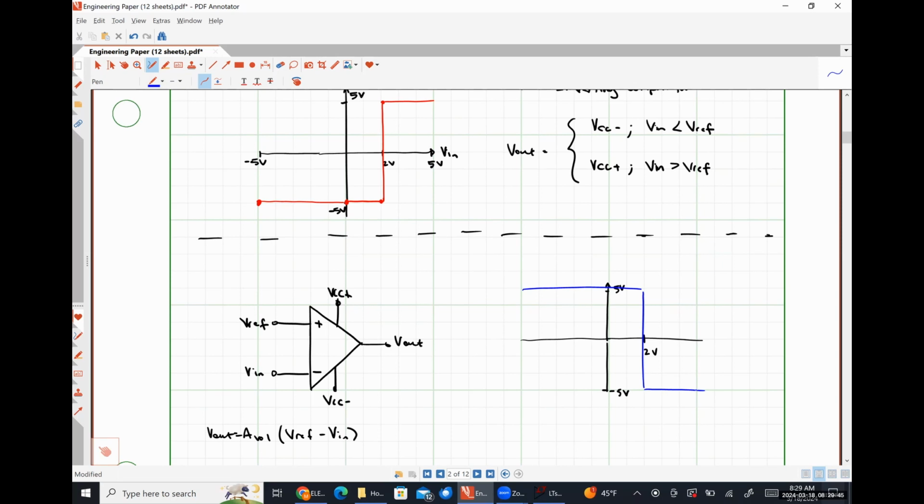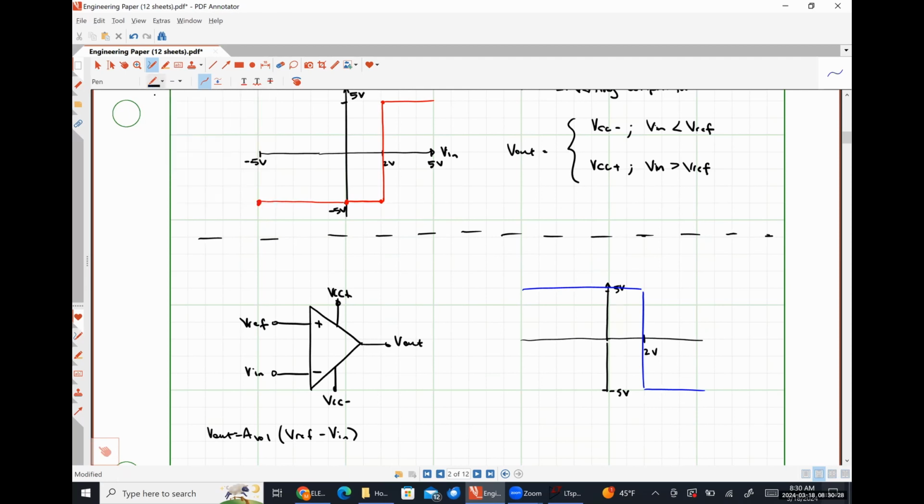So when Vn is a negative voltage, or really anything less than 2 volts, Vref minus Vn will be a positive voltage. Our gain is positive, so a positive number times a positive number gives us a positive output voltage. As soon as Vn is larger than Vreference, our differential voltage Vd is a negative number. Our negative number multiplied by our positive open loop voltage gain gives us a negative output, right? So it's the exact same curve, except that it's flipped about the horizontal axis.